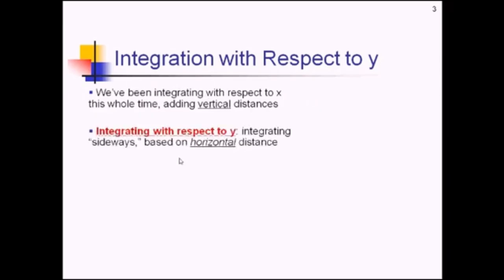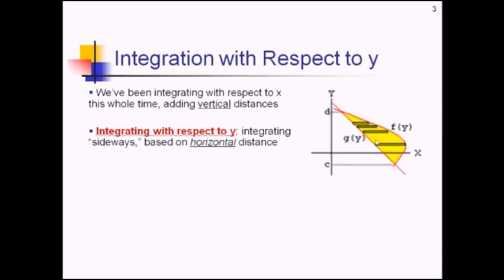In this lesson, we're going to be integrating with respect to y, which is to say we're going to be integrating sideways based on horizontal distance. So let's say that we have some bounded region with two functions, and instead of having vertical rectangles that we're adding together, you're doing horizontal rectangles.